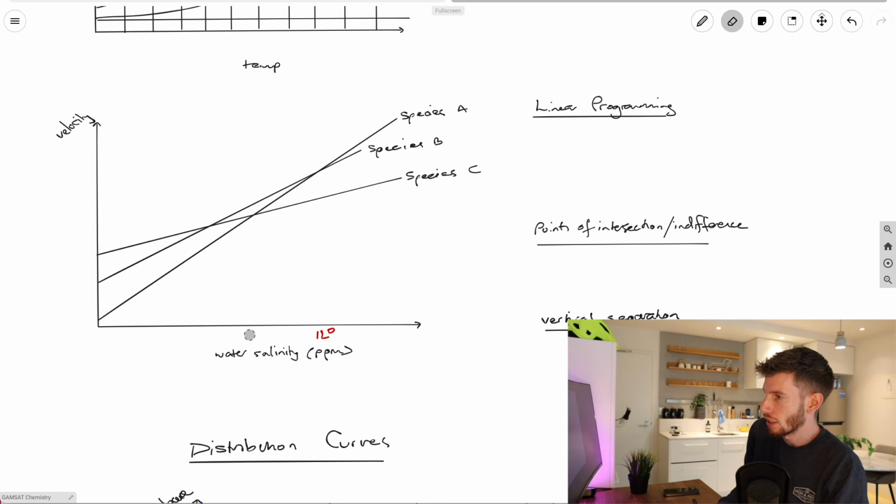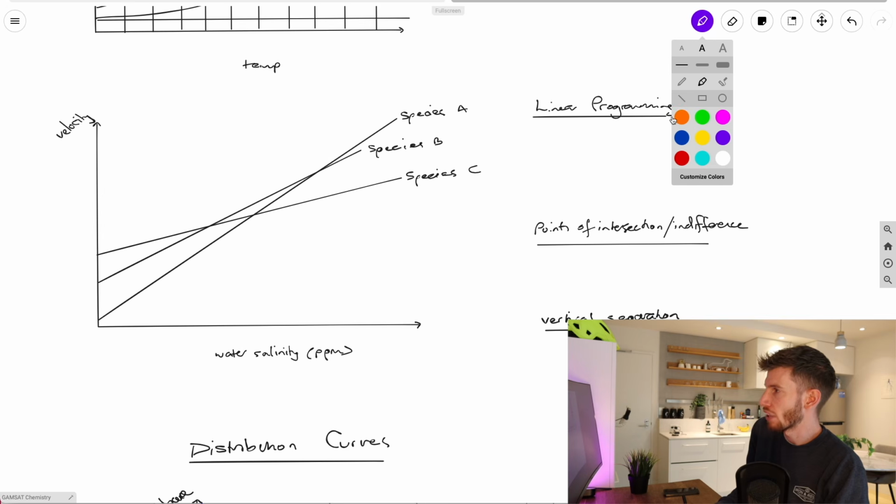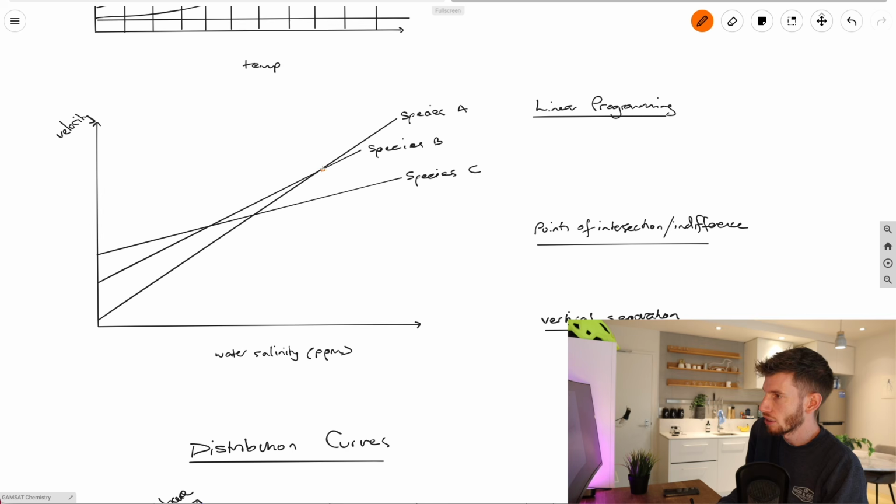So this is where not only are the variables equal, but it also means that there's a point of indifference. So if there was a choice between two species, we would be indifferent in our choice. It's a good way to think of it. Not really sure what the context of that would be, but keep in mind, point of intersection is also a point of indifference. And then vertical separation.